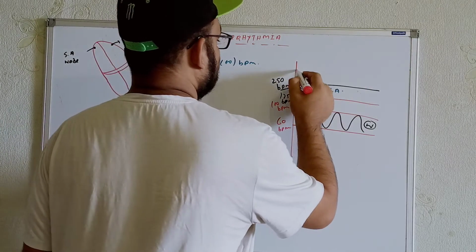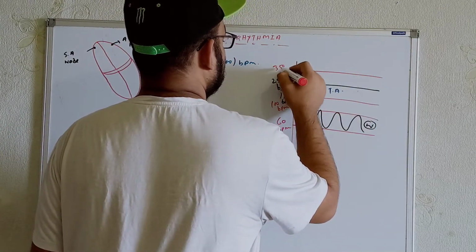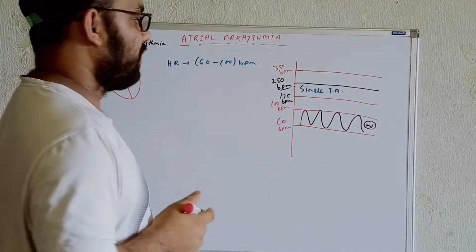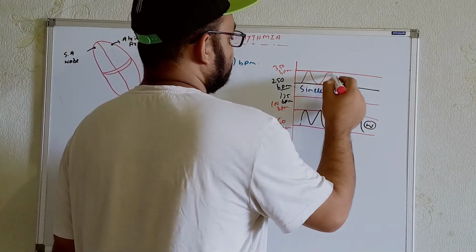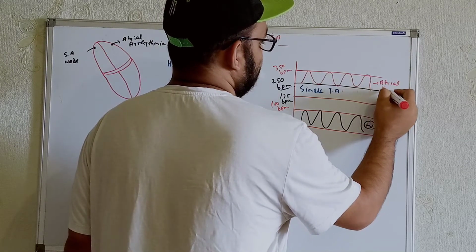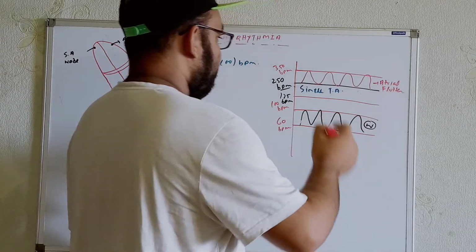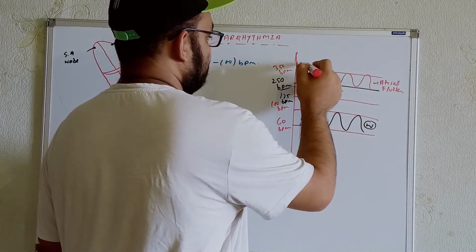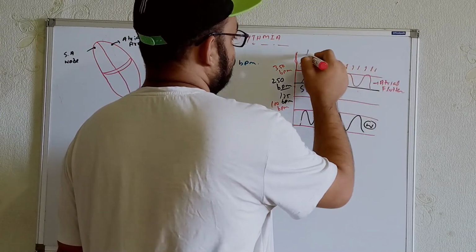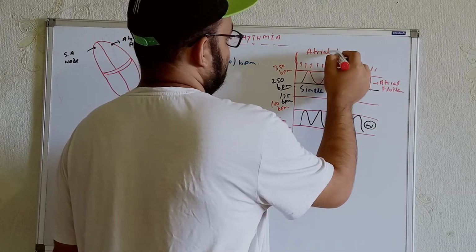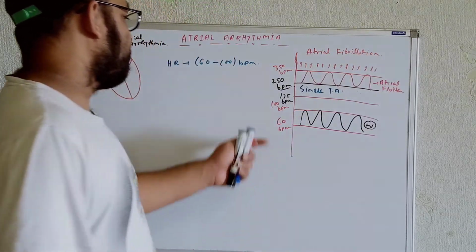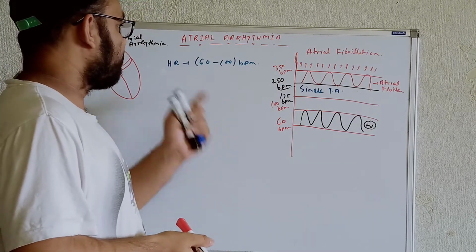Now, whatever we get after that, if we get more than 250 and less than 300 beats per minute, this we can consider as atrial flutter. And if we get more than 300 beats per minute, definitely we know that will be regarded as atrial fibrillation.